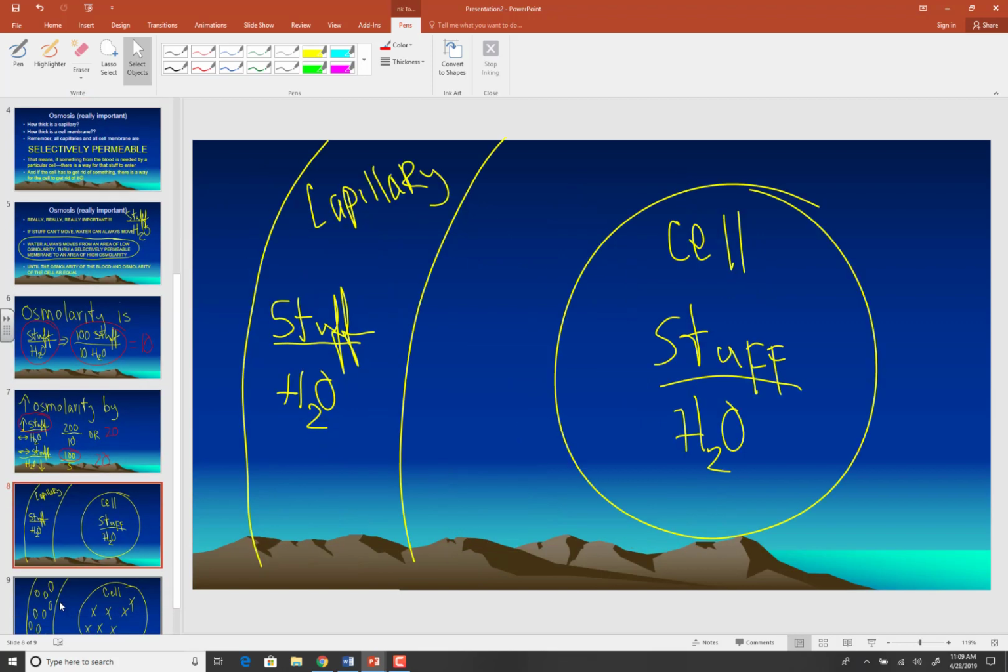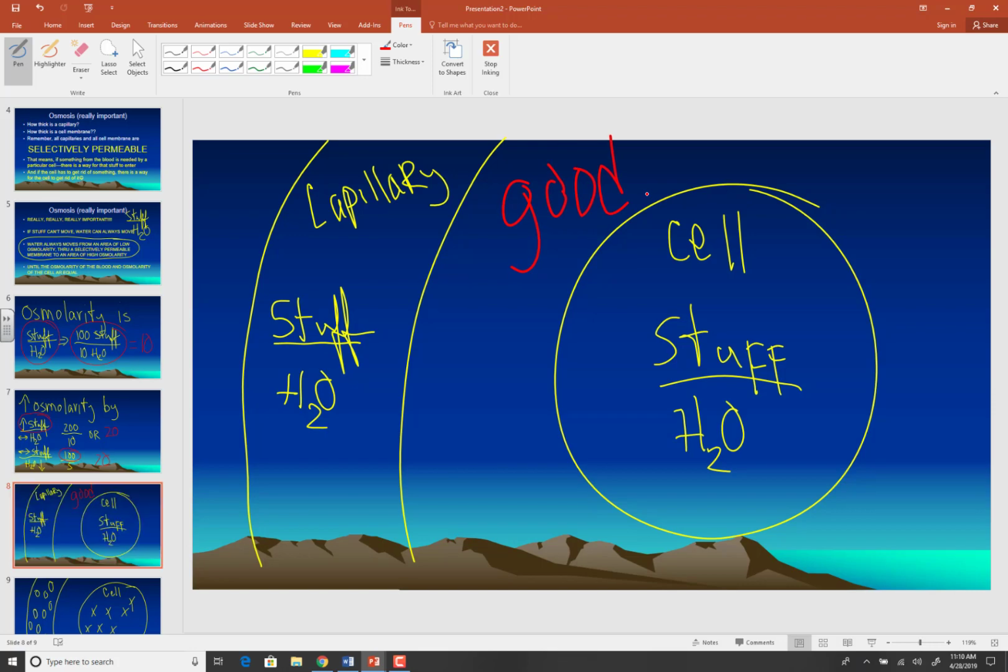Where's the only place in the body that nutrients are exchanged from the blood in the cell? Is at the capillary and the cell. And this is important. The ratio of stuff to water in the blood, or osmolarity, has to be equal to the ratio of stuff to water in the cell, or the osmolarity of the cell. So the osmolarity of the cell and the blood have to be equal. Otherwise, bad things happen. And you don't want bad things. You want good things. You should write that down.